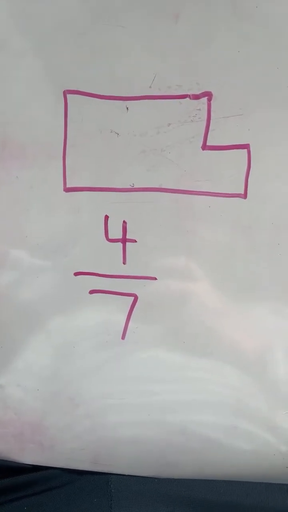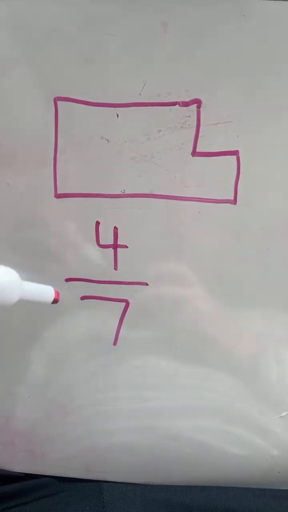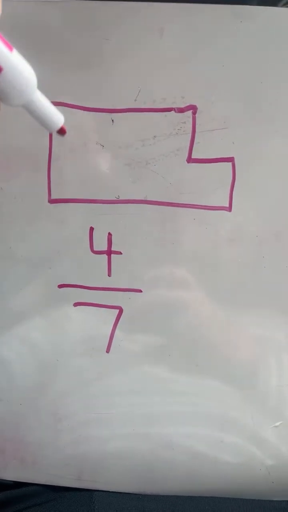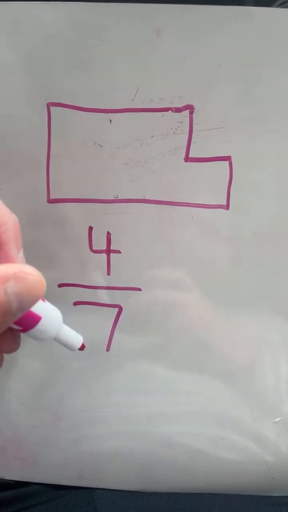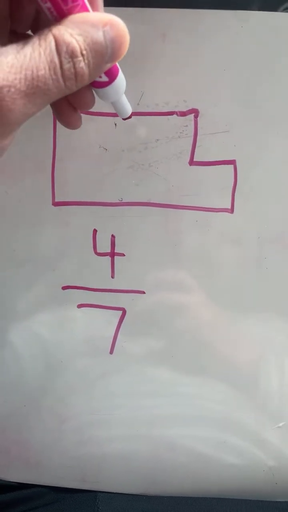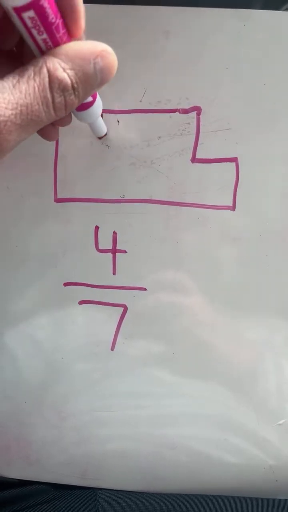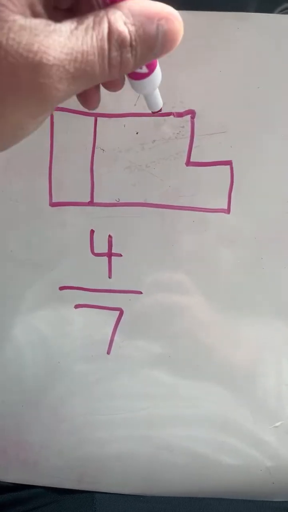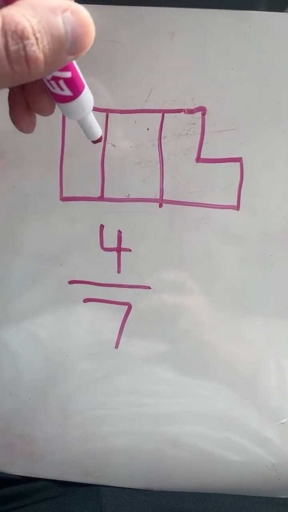So when we look at a fraction, the denominator, aka the bottom number in the fraction, represents the total amount of parts. So in this fraction 4/7, we have a total of 7 parts. So I'm going to make 7 total parts. So I'm going to have 7 equal parts here.